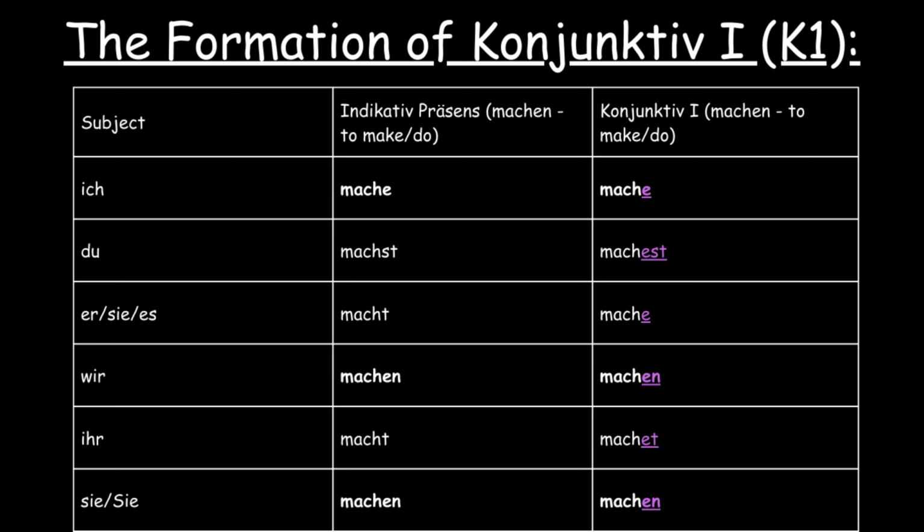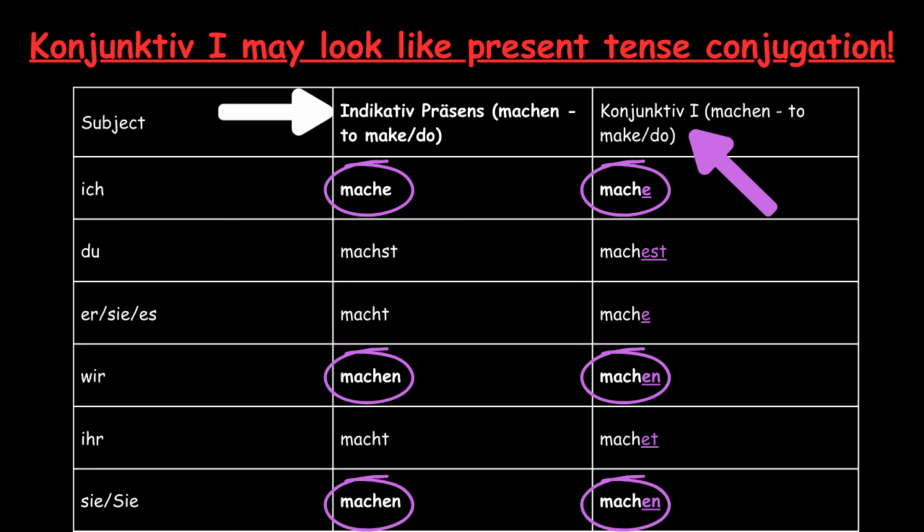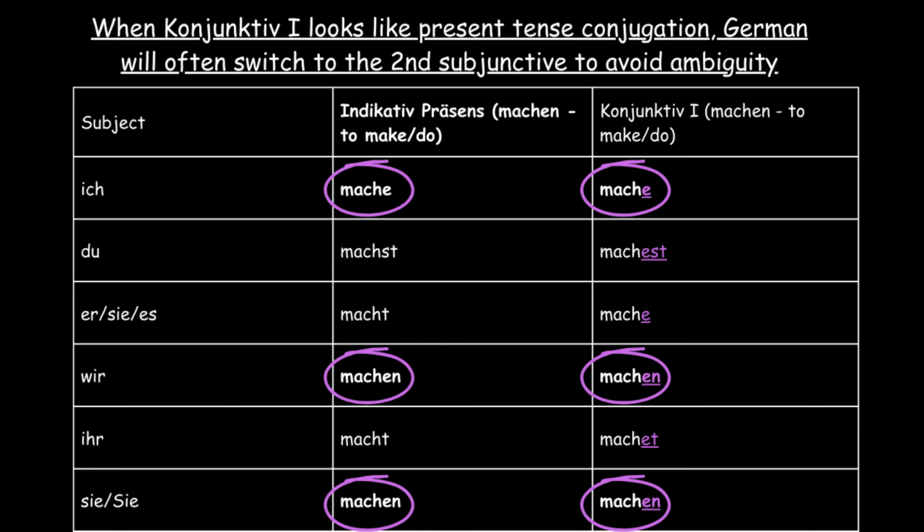Just to compare them, the forms in the present tense conjugation have their own endings, but the conjugations in Konjunktiv 1 are different. Some forms do overlap and are the same, but remember, they may look like present tense conjugation, which is why it may get confusing. Still, the forms are different. The first person singular and the first and third person plural forms of Konjunktiv 1 are usually identical to the indicative, and because of this, German will often switch to the second subjunctive to avoid ambiguity. So, Konjunktiv 1 is not the same as present tense conjugation, but it can look like it in some cases. The unique endings set it apart, and when it looks the same, German will switch to the second subjunctive.